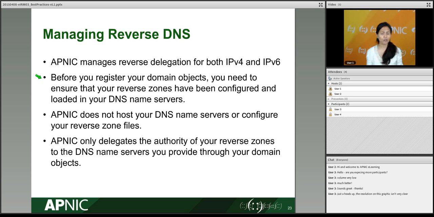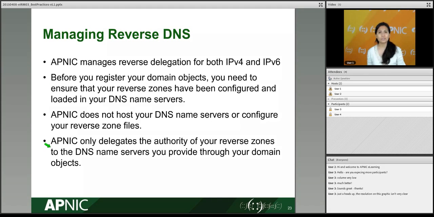So you should have 2⁴, which is 16 /24 delegations for you. So for each of that /24, okay, you will have to provide your DNS name servers. Okay, so maybe it's the same for all of them, or maybe it's different for each /24, but please provide the fully qualified domain name or FQDN of your DNS name servers. Make sure that it is already properly configured and loaded before you do so, right?